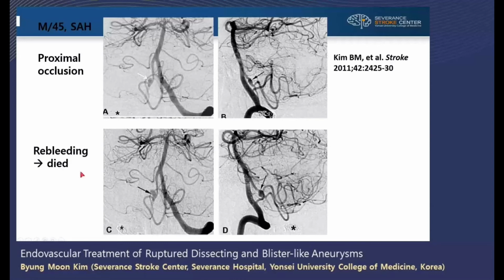11 days after treatment, rebleeding occurred, and the patient died. At that time, the angiogram shows aggravation of the dissecting aneurysm, I mean, enlargement of the dissecting aneurysm. You can see the PICA origin here. Maybe retrograde flow through the dissecting aneurysm sac, a friable sac, into the PICA might have caused the rupture.